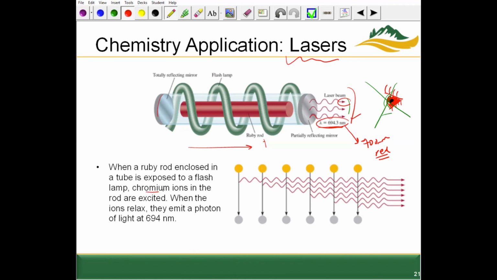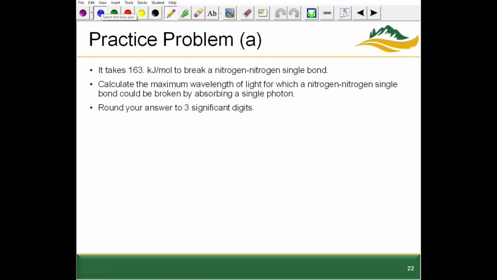For example, chromium ions, when they're excited in the laser pointer or the laser rod, depending on what kind of laser you're using, they emit a photon of light at 694 nanometers. If we know this wavelength of 694 nanometers, we could certainly calculate a frequency, right? And from the 694 nanometers, we are expecting that to appear red, and so it does for this laser. Let's try this practice problem.